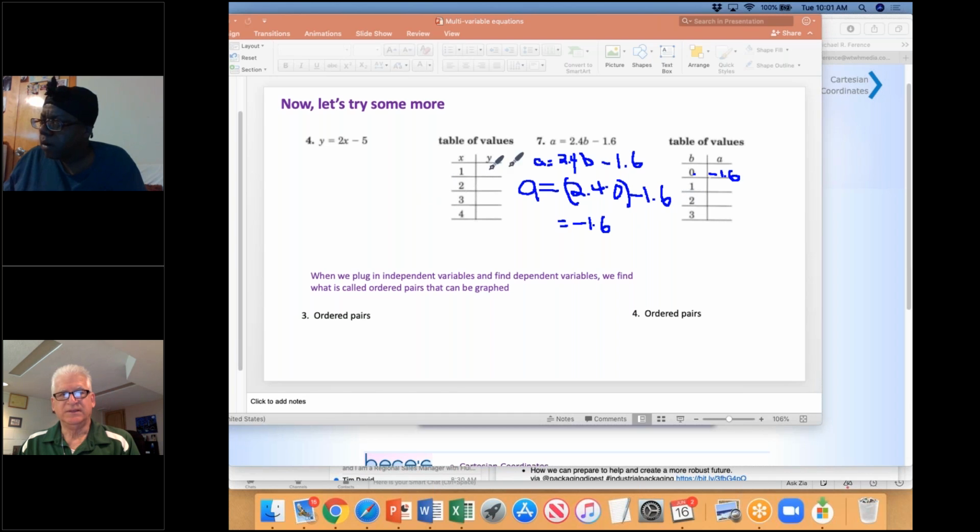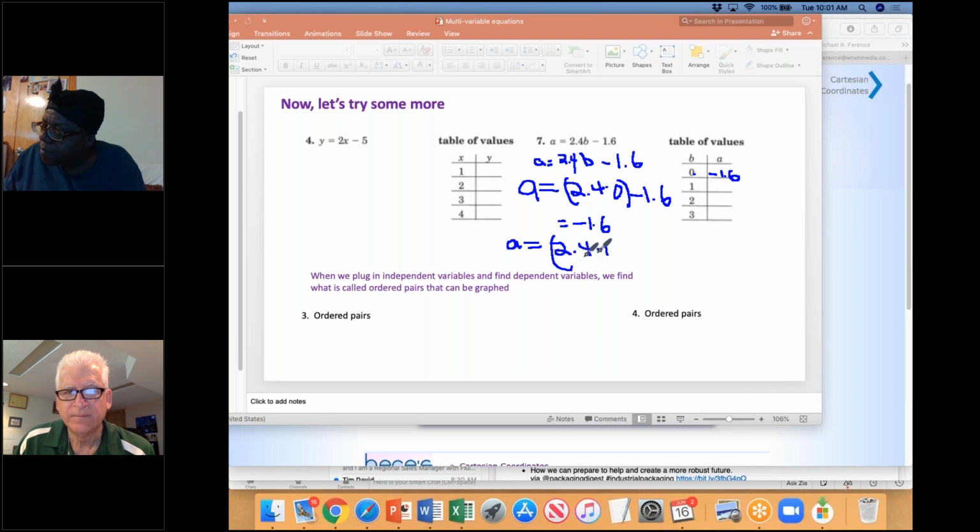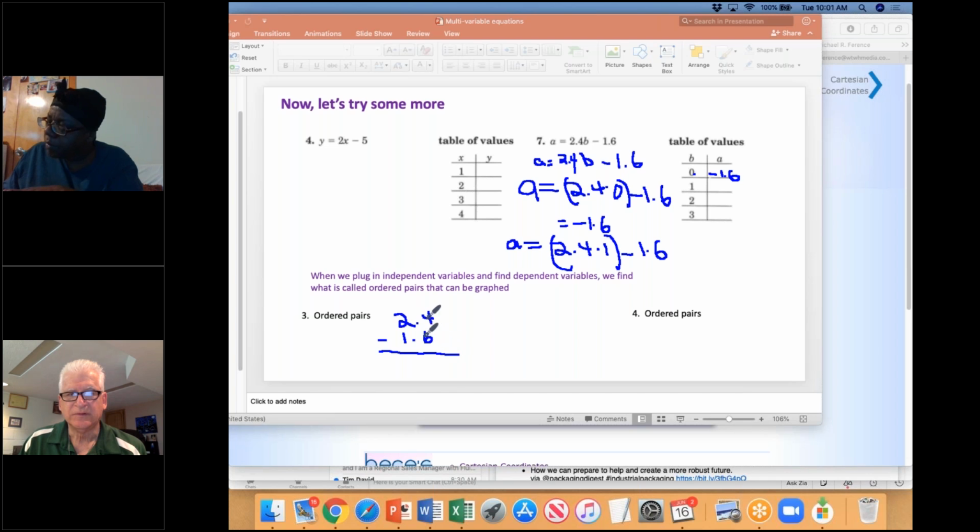All right, now let's plug in 1. So A equals 2.4 times 1 minus 1.6. 2.4 times 1 is 2.4. 2.4 minus 1.6. 6 from 14 is 8, so it's 0.8. So your answer is 0.8.